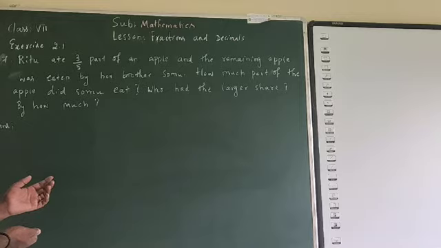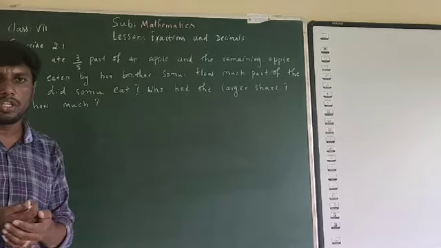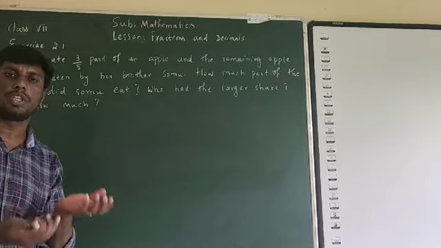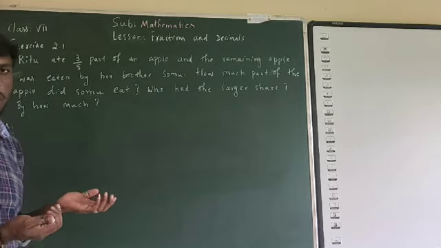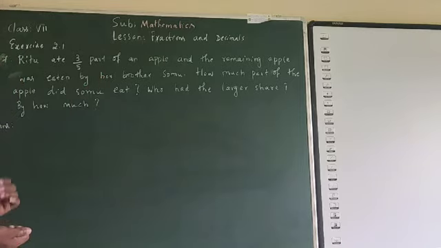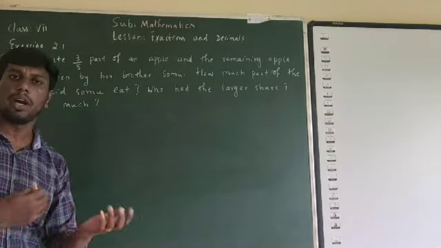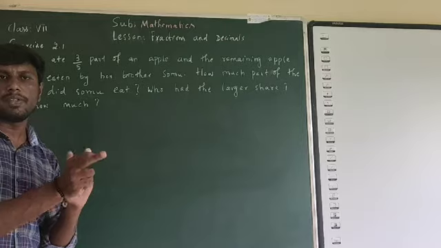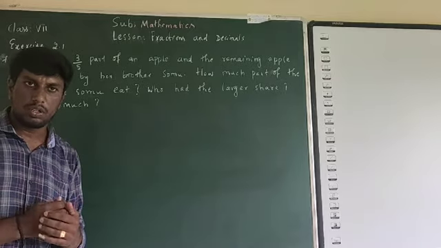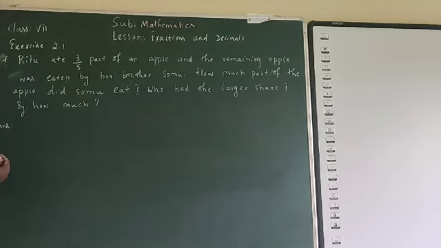How much part of the apple did Somu eat? Who had the larger share? This is how to find out: we should compare those two shares. Whichever has more value will be the larger share. By how much? To find out by how much, take the difference between those two fractions. You will get by how much it is larger. Okay, so we will do that step by step.